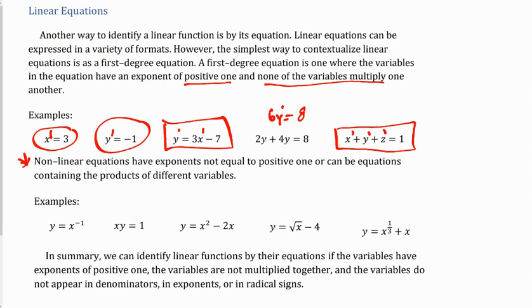Nonlinear equations have exponents not equal to positive 1, or can be equations that contain products of different variables. So y equals x to the negative 1, we see the exponent is not equal to positive 1. You will learn in other courses that when there's a negative exponent, it is actually a fraction. And we cannot have variables in the denominator of a fraction if it is to be linear.